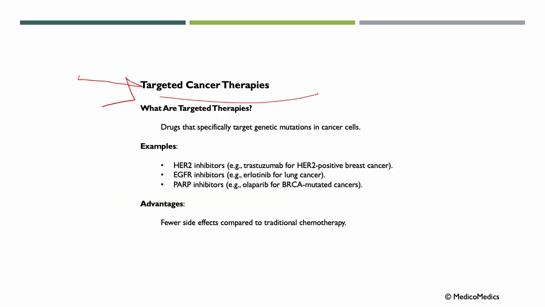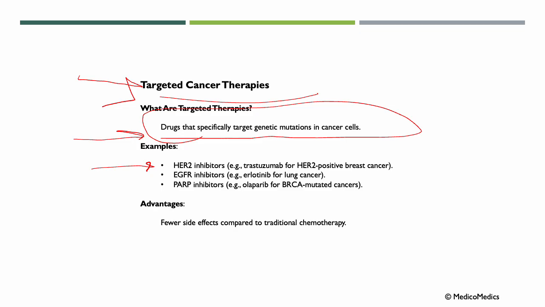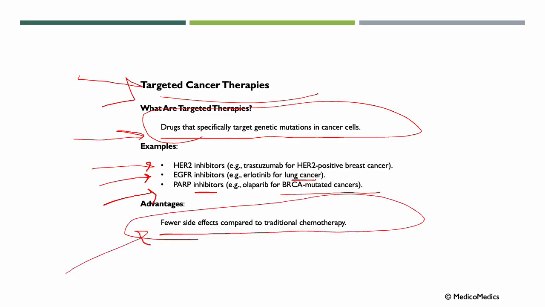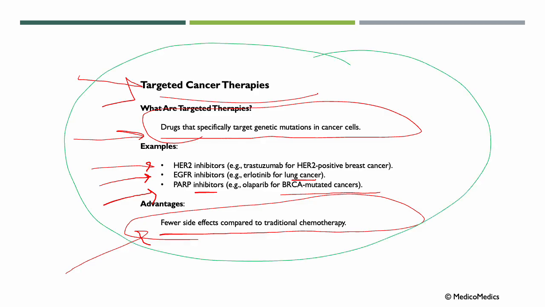We have targeted cancer therapies. Now, what are these? These are drugs that are specifically targeting genetic mutations in cancer cells. For example, HER2 inhibitors. We have EGFR inhibitors for lung cancer, we have PARP inhibitors for BRCA-mutated cancers. The advantage here is that it's fewer side effects compared to traditional chemotherapy. So targeted therapies are like very precise tools. They are precision tools that attack cancer cells without harming healthy ones as much.